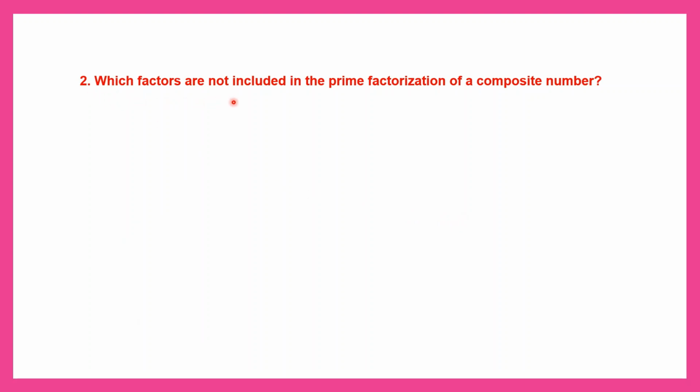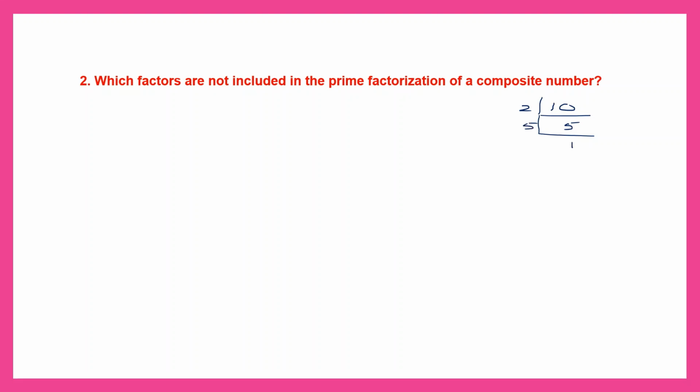Now question 2. Which factors are not included in the prime factorization of a composite number? Now prime factorization of a number means you divide a number using prime numbers. Let me take the composite number 10. Let's divide this using prime numbers. 2 fives are 10 and then again we have 5 ones are 5.